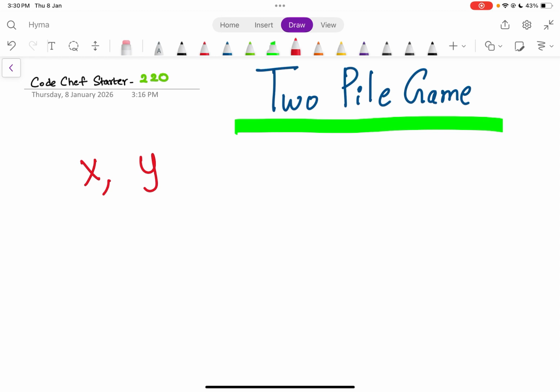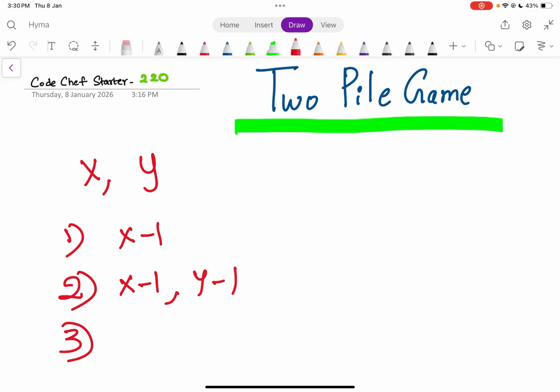On each player's move, the player will do one of three things. The first is to eat a biscuit, that means reduce the number of biscuits by one. The second operation is to eat one biscuit and one cake, that is x minus 1 and y minus 1. The third operation is to eat a cake but add one biscuit to the pile, that means x plus 1 and y minus 1.